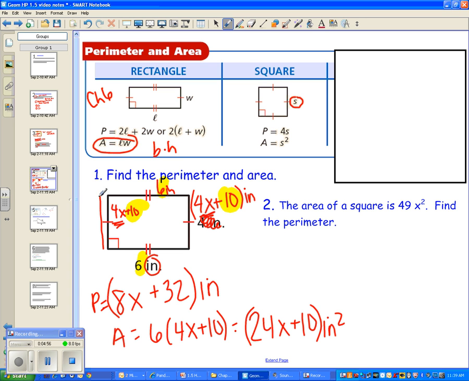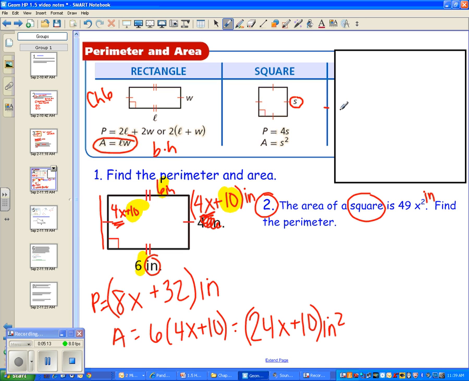All right, so you're going to see more questions like this and not that simplified elementary example. See if you can go ahead and do number 2. The area of a square is 49x squared. Find the perimeter. I'll give it x inches. Find the perimeter. Well, some of you guys are like, square, okay, all the sides are the same.